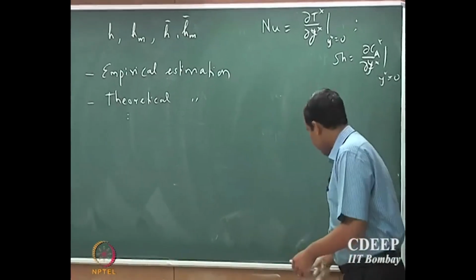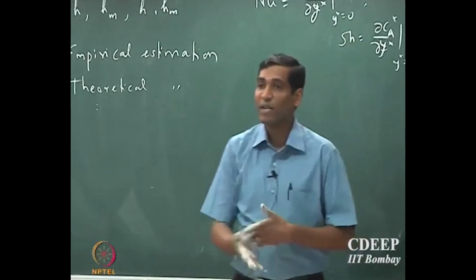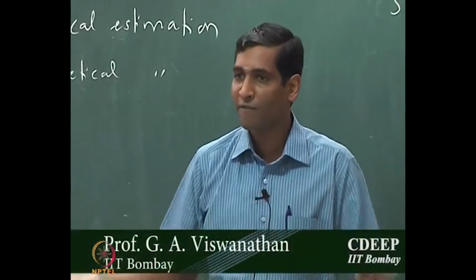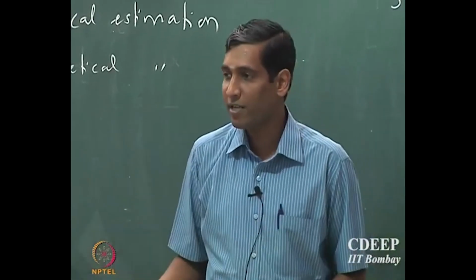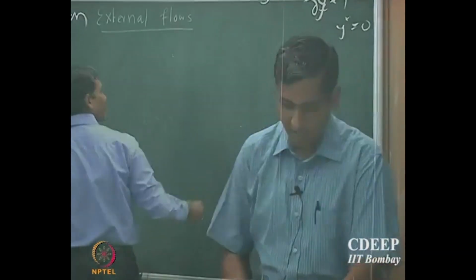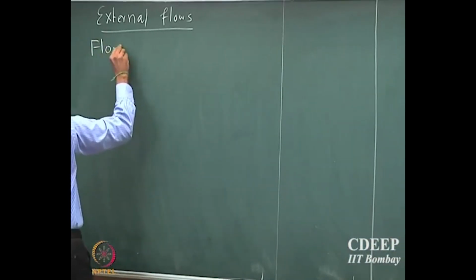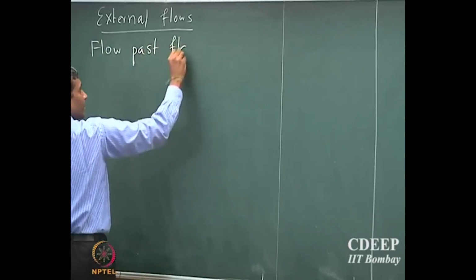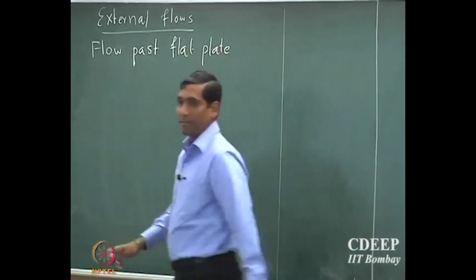So what you are going to see is, instead of solving everything, how to find these gradients for various kinds of problems. It's possible that in some cases you will have to solve the full equations and generate these gradients at various properties. In some cases you may be able to find the gradients directly. So let's start with the case of flow past a flat plate.